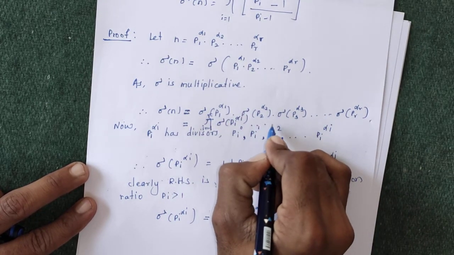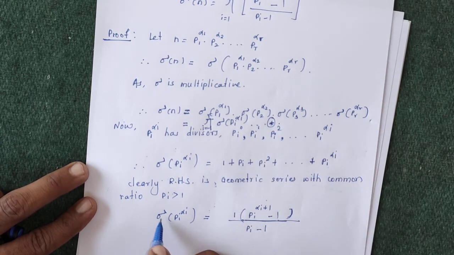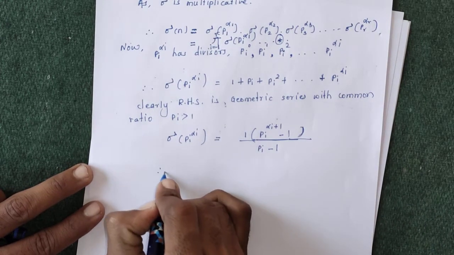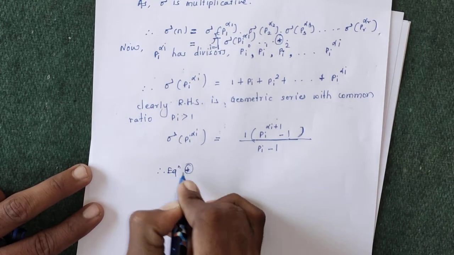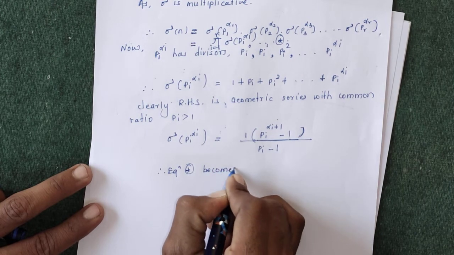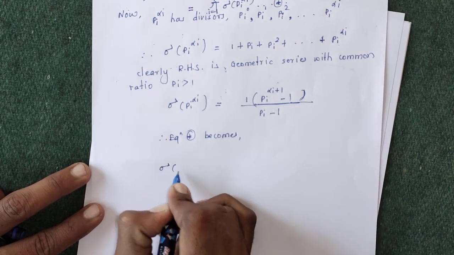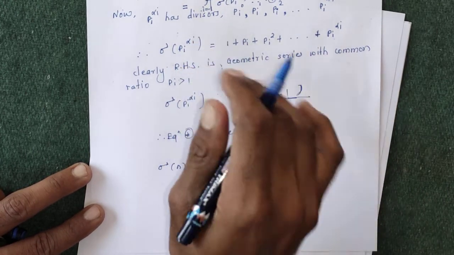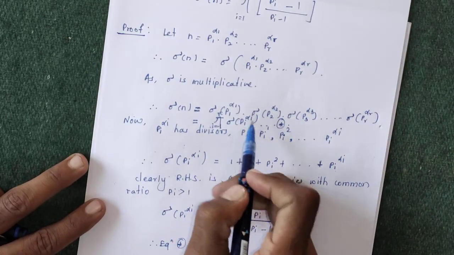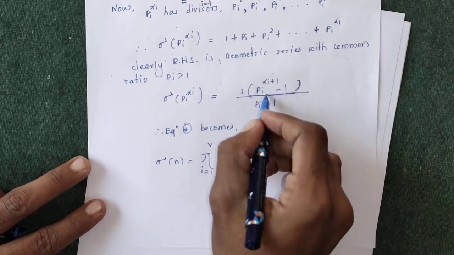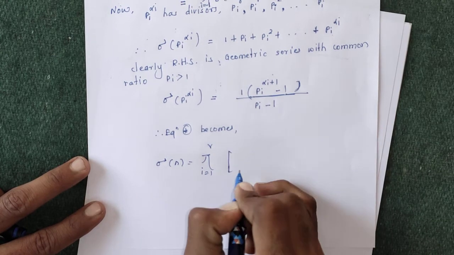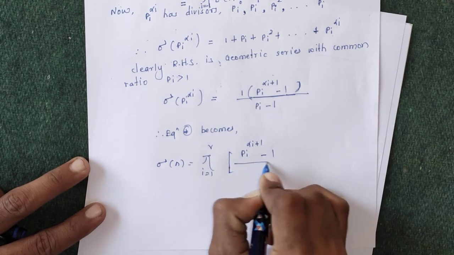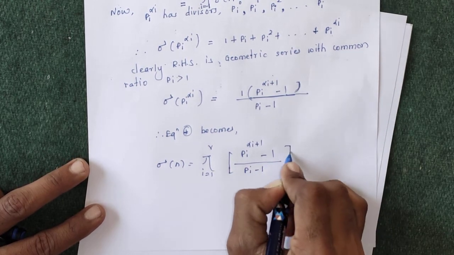Suppose this is equation number star. Putting the value of sigma of pi raised to alpha i in equation star, we will get: the left hand side as it is, sigma of n is equal to this product as it is, i running from 1 to r. Just replace sigma of pi raised to alpha i by pi raised to alpha i plus 1 minus 1 divided by pi minus 1, and hence the proof.